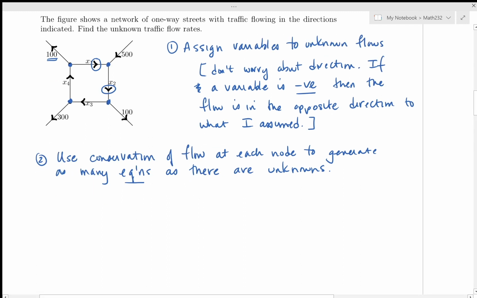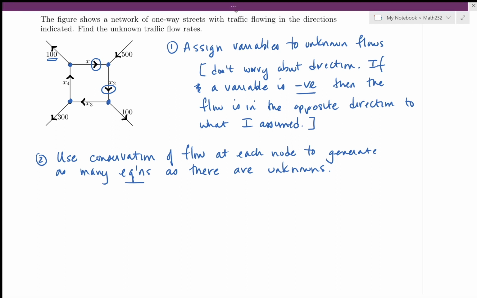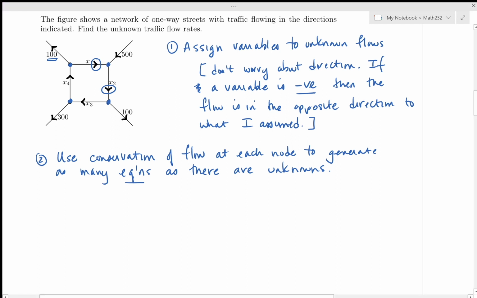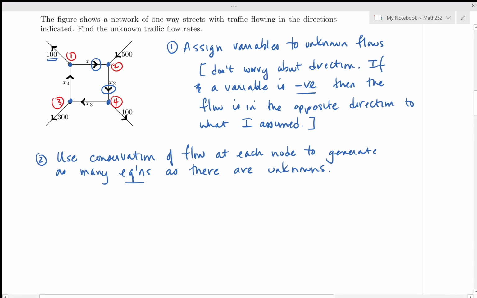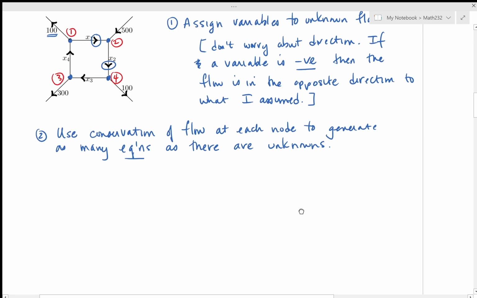Okay, so I'm going to label the nodes, so then I can show you which equation I am generating from each node. I'm just labeling the nodes so I can refer to them. That is node 1, node 2, node 3, and node 4. Okay, and so then what I want to do is use, at each one of those nodes, the conservation of flow to generate an equation.